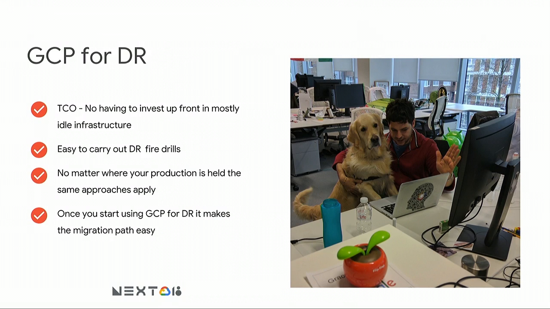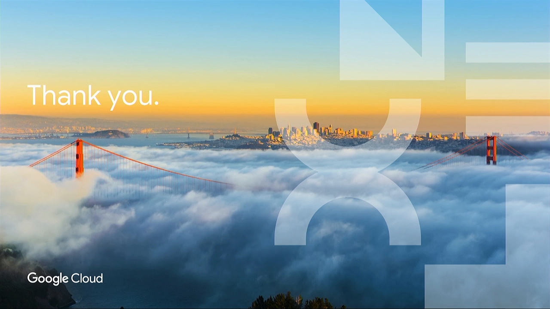And GCP for DR. Why? Total cost of ownership. No having to invest up front in mostly idle infrastructure. It's easy to carry out fire drills. Test, test, test. I know I keep saying it, but really do it. And no matter where your production is held, the same approaches apply. Obviously, there are differences, but it's the same approaches. And once you start using GCP for DR, it does actually make the migration path easy. So thank you for listening.